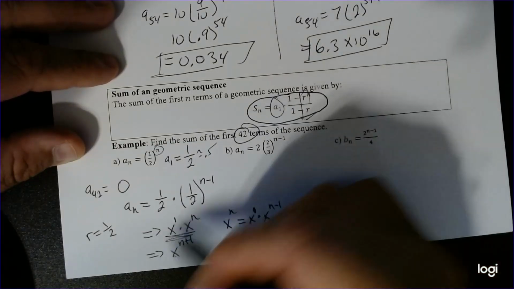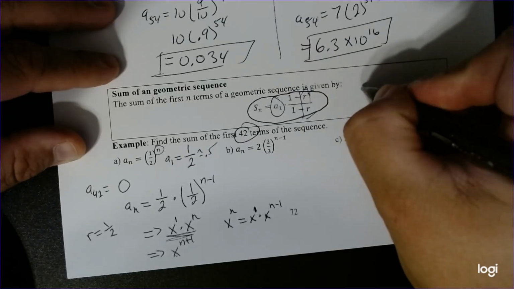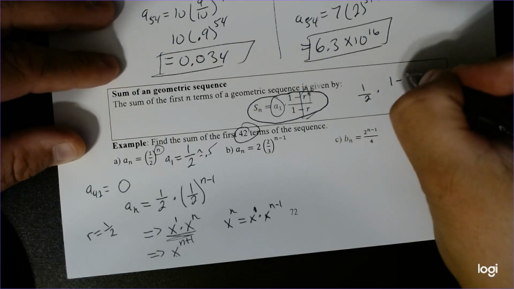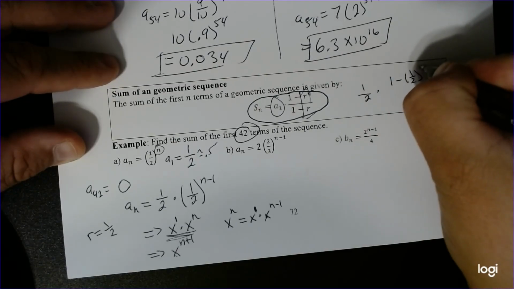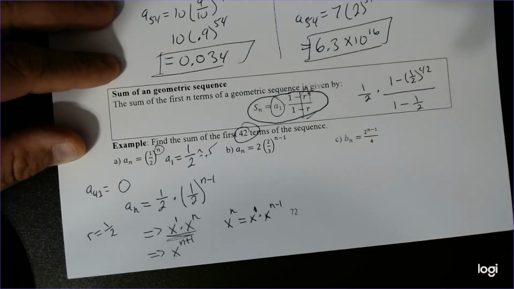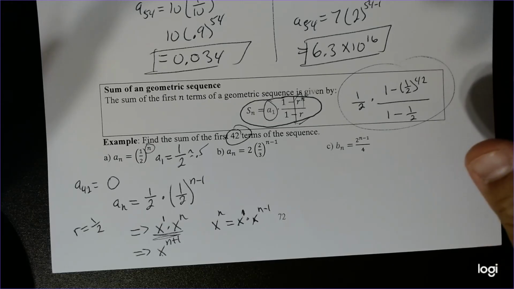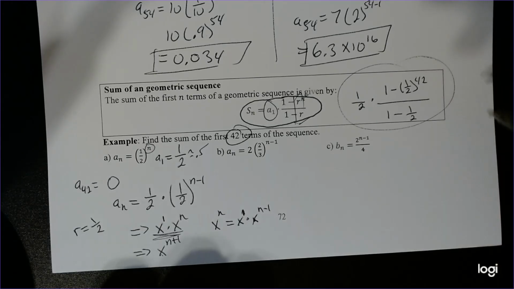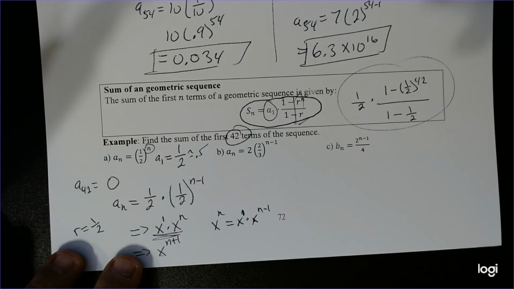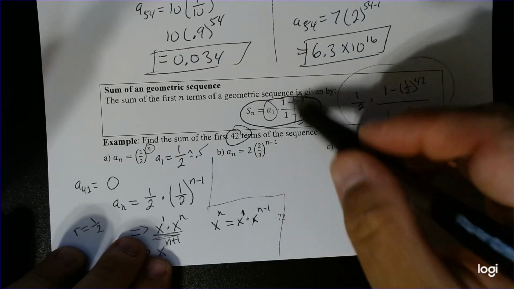So to find this sum, to finish up this problem, is going to be 1/2 times 1 minus 1/2 to the 42 power, which is basically going to be 0, over 1 minus 1/2. And then we just simplify that portion going forward. So these are going to be really, really small numbers or really, really big numbers, depending on what we want. Again, all you have to really care about is defining what the r value is.